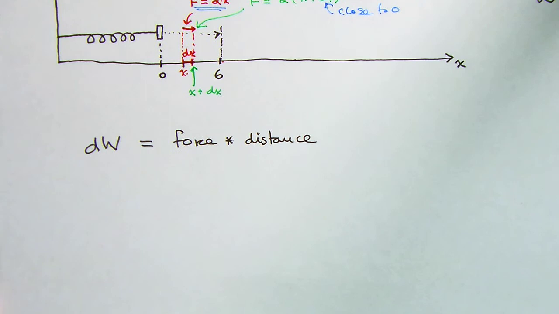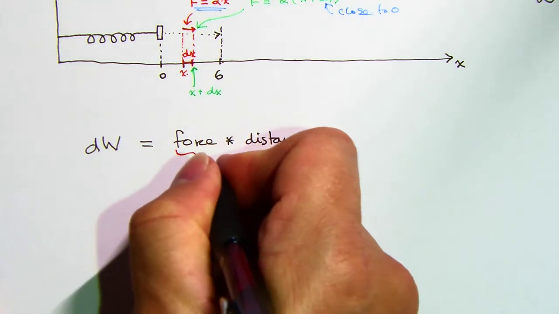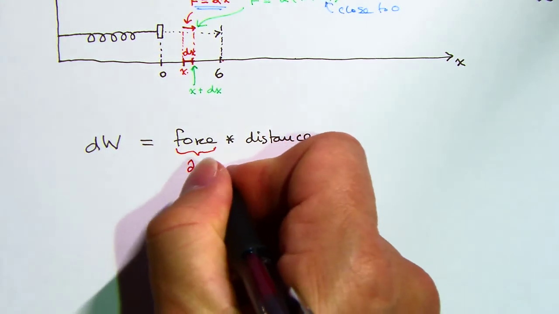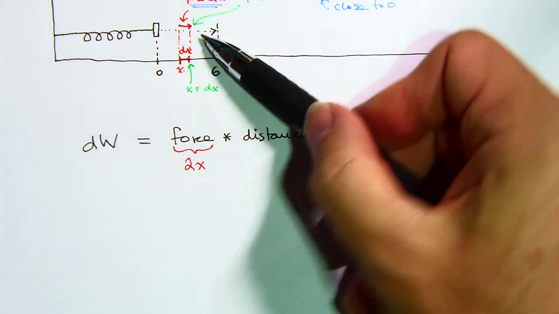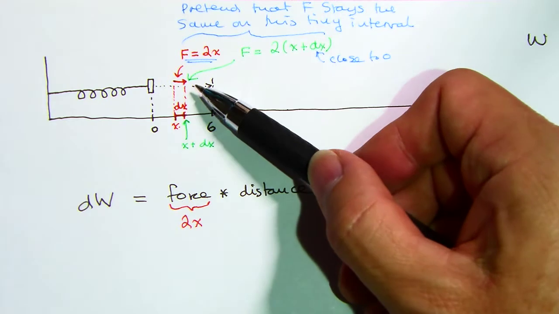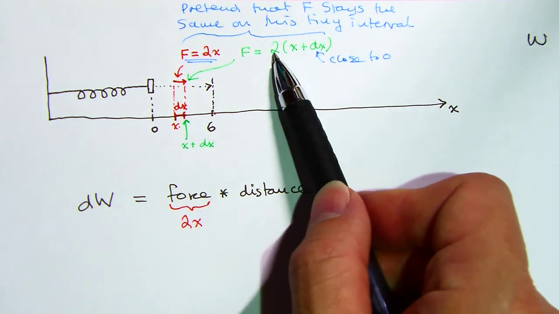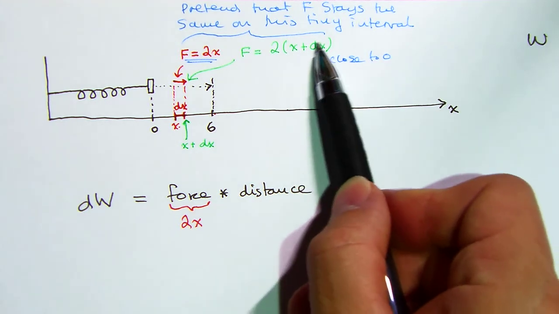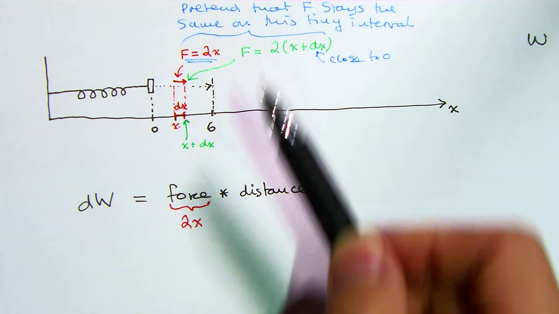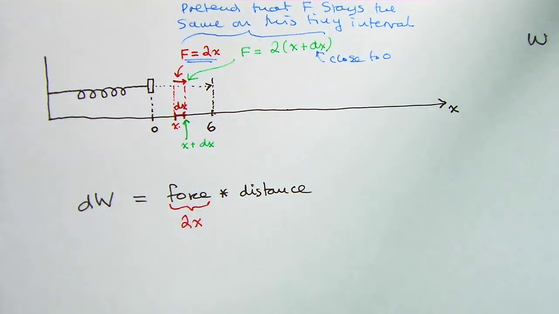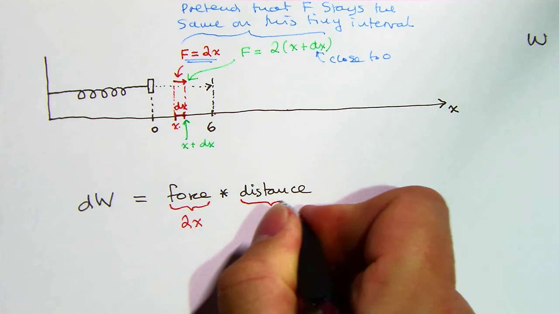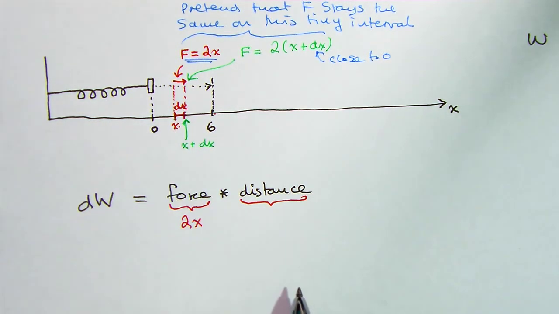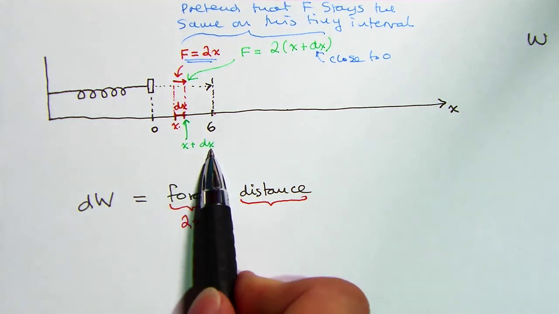But what are we going to pretend that the force was over this entire tiny interval? We said it would stay at the same amount of 2x the whole time. It doesn't really. By the time you've reached the right-hand edge of the red interval, it's gone up to 2 times x plus dx. But we know that dx is very tiny. So if dx is very tiny, say let's call it 0, this really is still 2x. So we're going to pretend the force is 2x the whole time. And what's the distance that we moved through as we stretched across the red interval? 6? No, just the red bit. Just the red. To get from x to x plus dx, how far did you go?